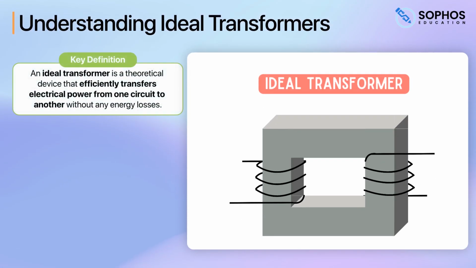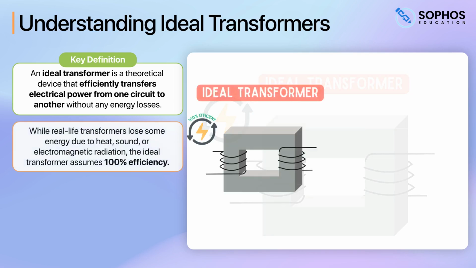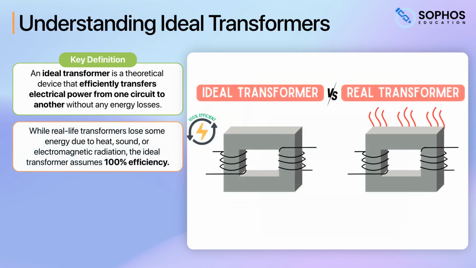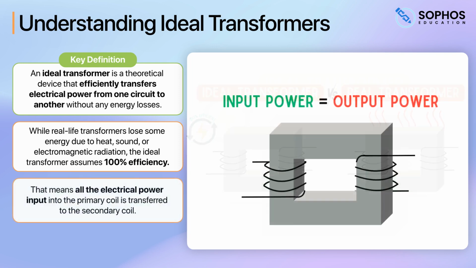An ideal transformer is a theoretical device that efficiently transfers electrical power from one circuit to another without any energy losses. While real-life transformers do experience some energy losses due to heat, sound, or electromagnetic radiation, the ideal transformer assumes 100% efficiency. That means all the electrical power input into the primary coil is transferred to the secondary coil. This assumption lets us simplify calculations, making it easier to understand the core principles.